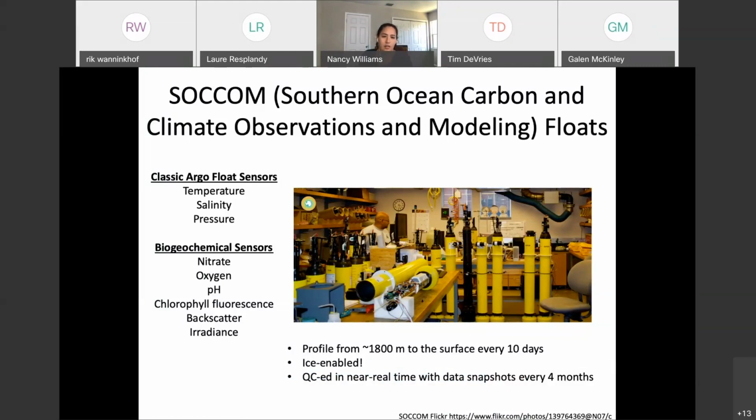These are essentially Argo floats that have the classic sensors, temperature, salinity, pressure, but also some biogeochemical sensors, including pH. And they profile from 1,800 meters to the surface every 10 days. Some of them are ice enabled, so we're getting under ice measurements. And then the data are quality controlled in near real time with static data snapshots every approximately 3 to 4 months, and those have a DOI and are frozen in time. And that's all work that happens at MBARI in Ken Johnson's lab.